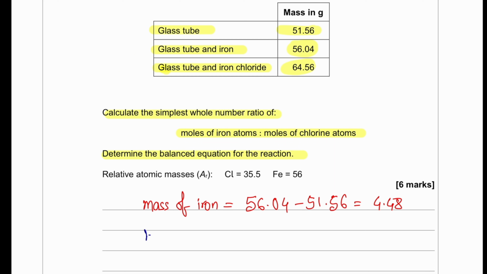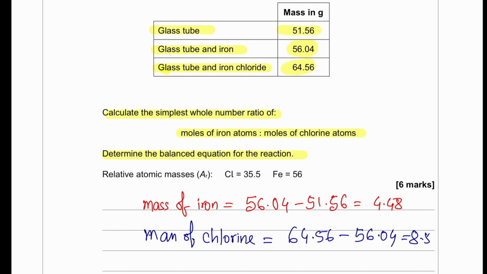Okay, guys. After we are done with that, now we need to know the mass of chlorine. In order to find the mass of chlorine, we can take the mass of the glass tube and iron chloride, which is 64.56, and then subtract 56.04, which is the mass of the glass tube and the iron. So our answer is 8.52.